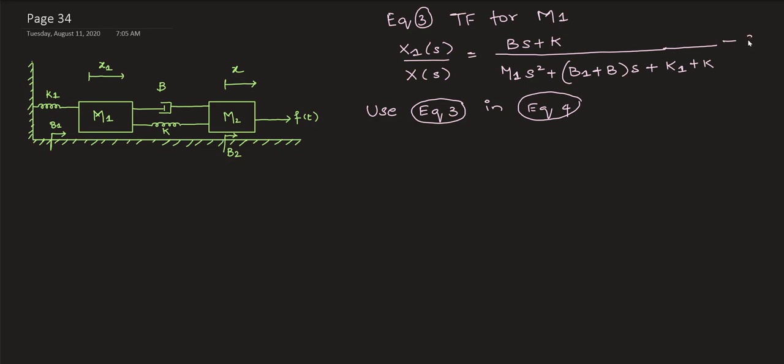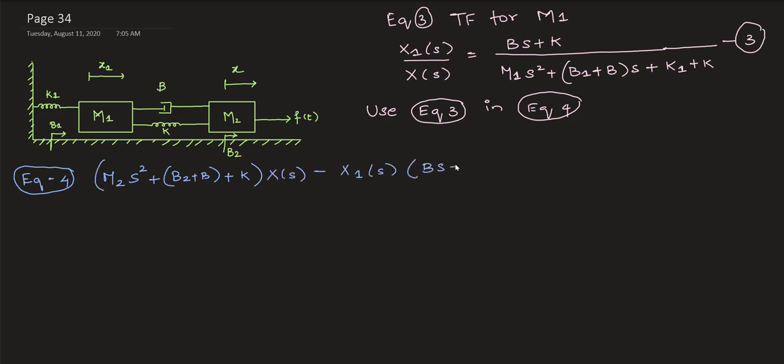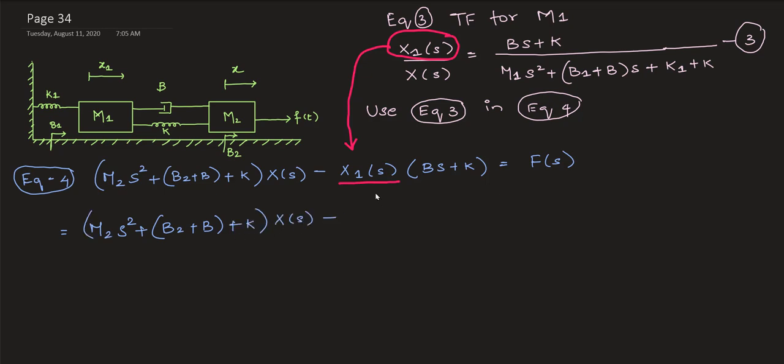X1(s) upon X(s) is equal to (bs plus k) divided by (m1 s square plus (b1 plus b) into s plus (k1 plus k)). So that is my equation 3. And now I'm going to use this equation 3 in my equation 4, and then what I get is that now I will be having all the terms grouped to my displacement X(s).